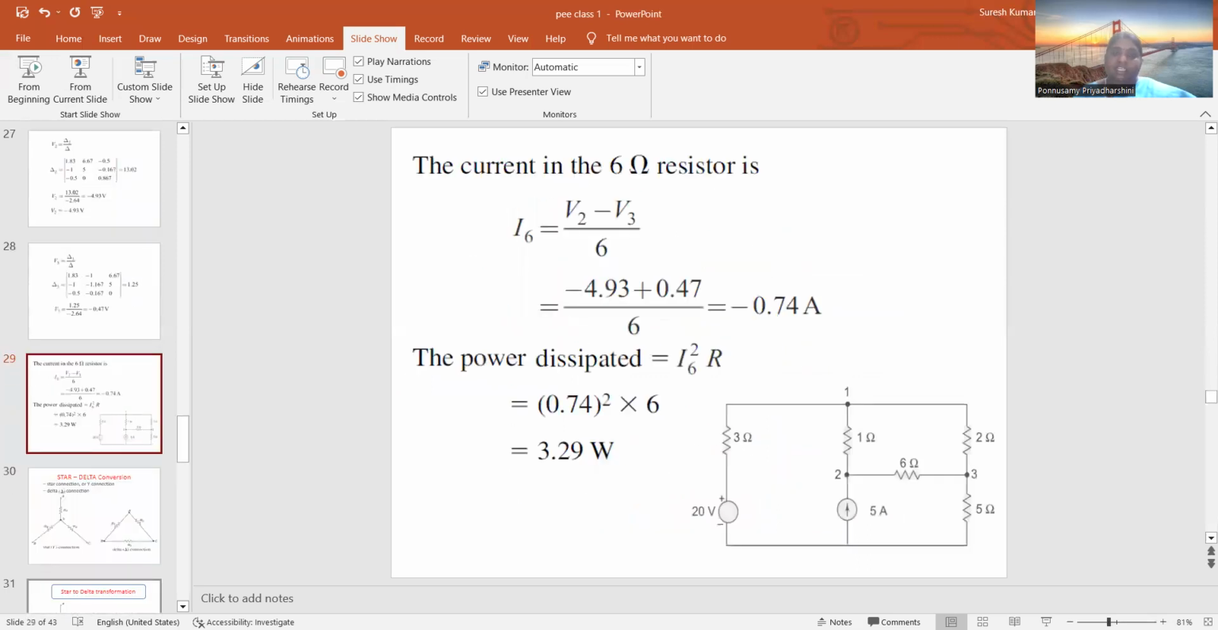The current in the 6 ohms resistor is minus 0.74, and the power dissipated is I square R. By using this principle, we can obtain this. So in this video, we have solved the problems using KCL in nodal analysis.